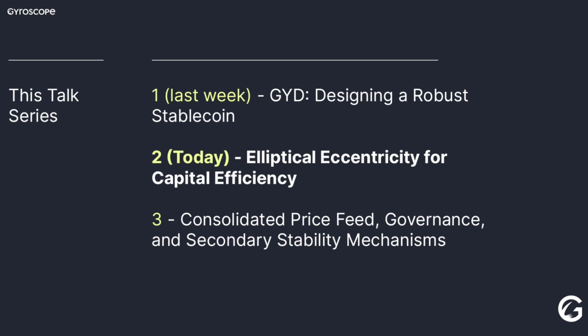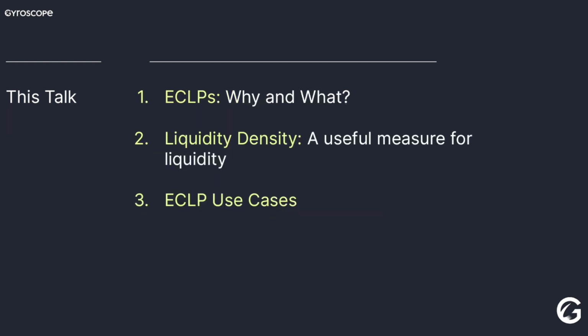So I'm doing this series of talks. This wasn't last week. This was Tuesday. This week I talked about GYD, the stablecoin, the design of that, and today I want to talk about the liquidity network. And then maybe there's going to be a third talk on some other mechanisms that we use in Gyroscope. I want to split this up into a theory and a practice section. First I want to talk about the motivation and theory behind ECLPs, why we think we need them and how they work.